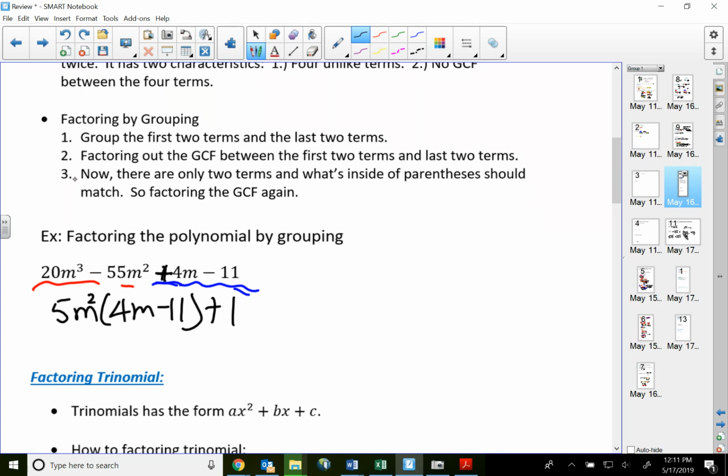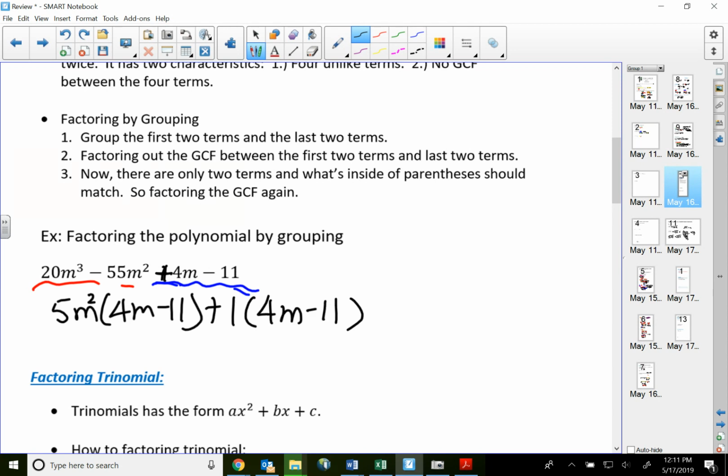And here's the reason why. So step number 3. Once I factor out the greatest common factor between the first 2 and the last 2, then there should be only 2 terms left. And what's inside the parentheses should match. So basically, I'm purposely factoring out the greatest common factor for the last 2 terms so the 2 parentheses will match. So if I factor a positive 1 here, then positive 1 going to positive 4m, still positive 4m. Positive 1 going to negative 11 is going to be negative 11.